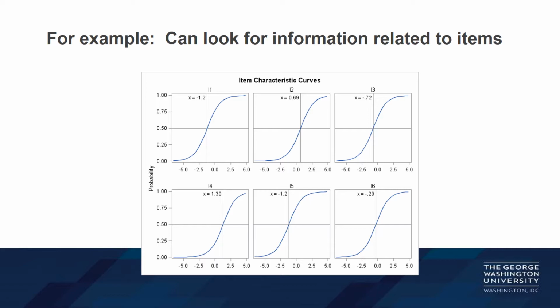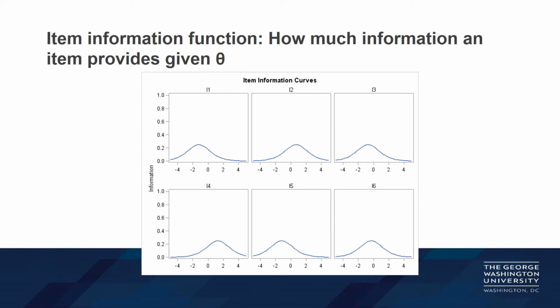Here are some characteristic curves I pulled out of SAS. We can look at the information related to items. Just like in classical test theory, when we look at variance, we look at information around items. We can say how much information an item provides about a person at a certain ability level, and we can plot that. Here we can see that for item 1, we have the most information about people close to negative 1.5. For item 2, it's around a value of 1. People around 1, we have a lot of information about.